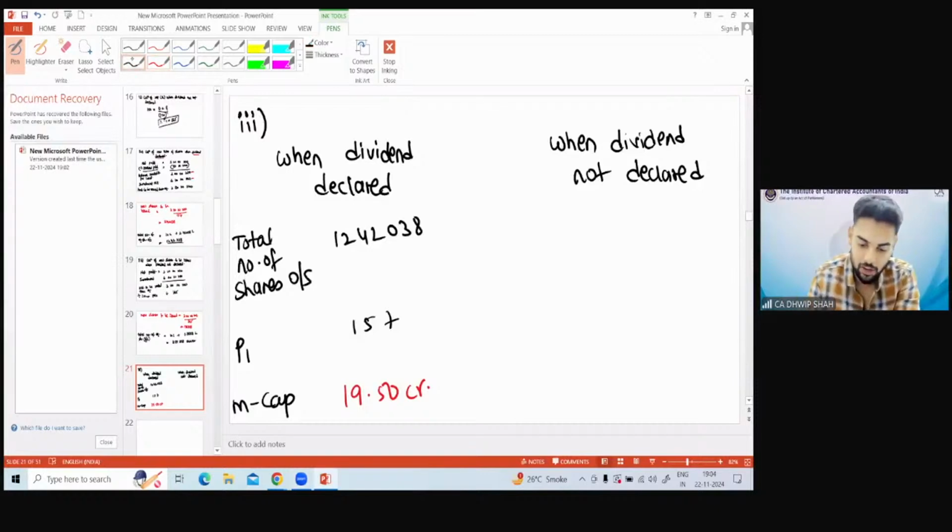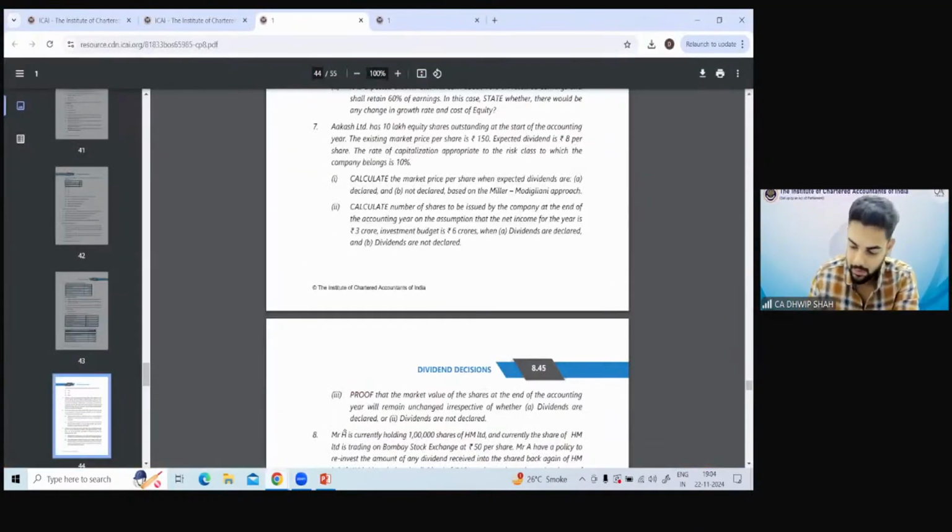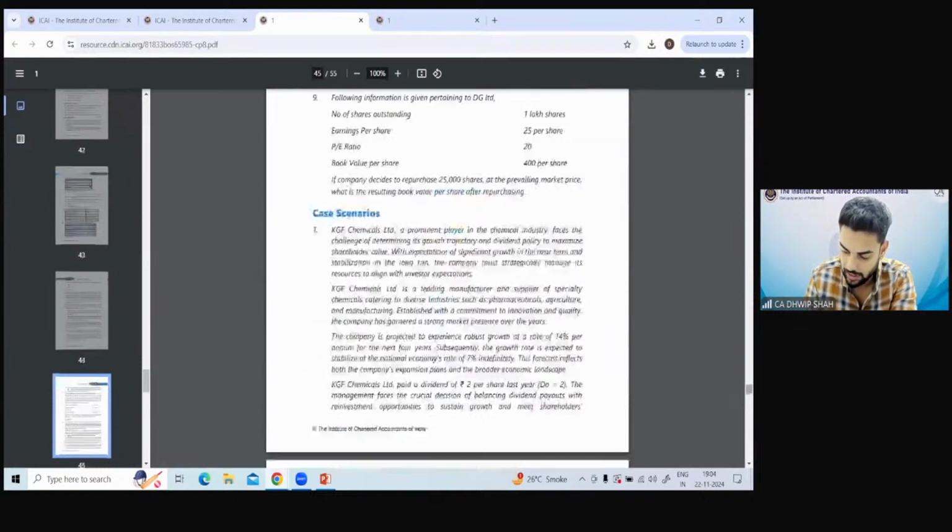Now my total number of shares outstanding when dividends are not declared was 1181,818. Yes or no? Multiplied by what was my expected price at the end of year one? In that case, it was 165. So again, how much? It should come to 19.5 CR only, approximately. Understood everyone? So market cap, whether dividend is declared or not, it remains the same.